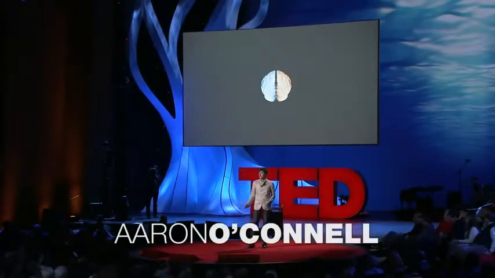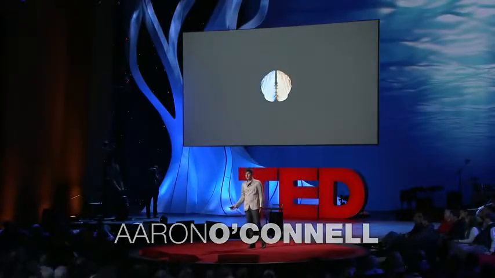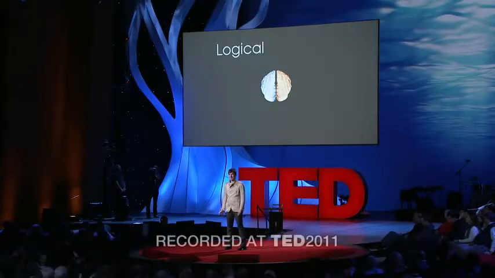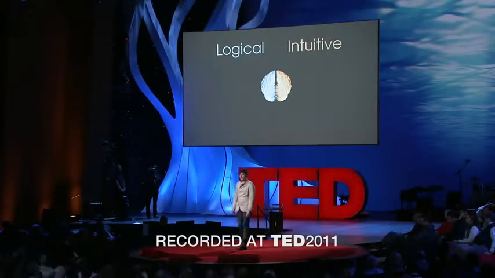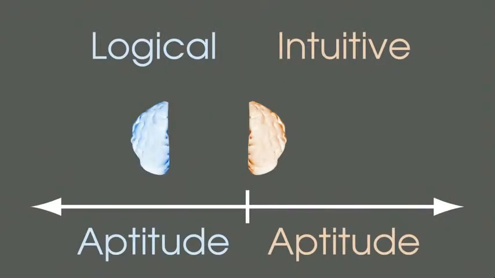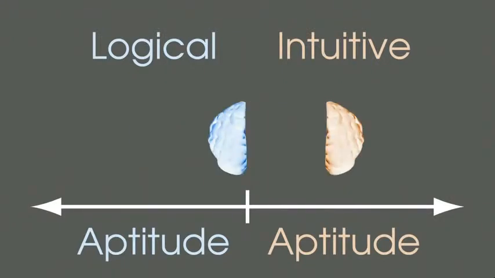This is a representation of your brain, and your brain can be broken into two parts. There's the left half, which is the logical side, and then the right half, which is the intuitive. And so if we add a scale to measure the aptitude of each hemisphere, then we can plot our brain. For example, this would be somebody who's completely logical. This would be someone who's entirely intuitive.